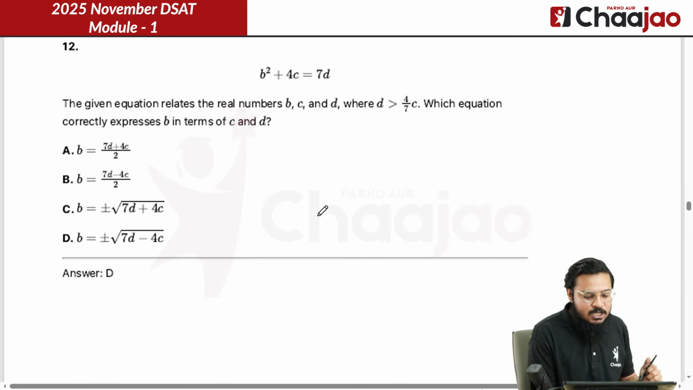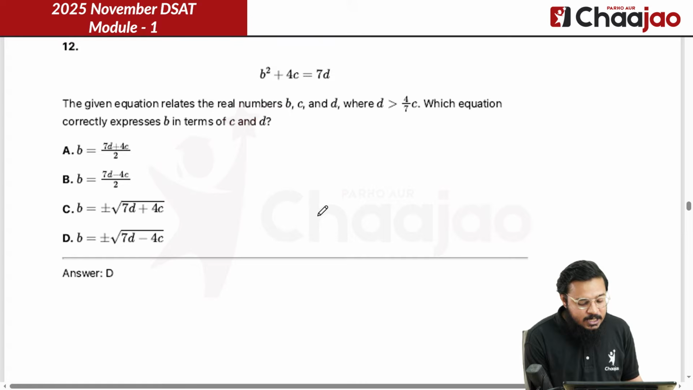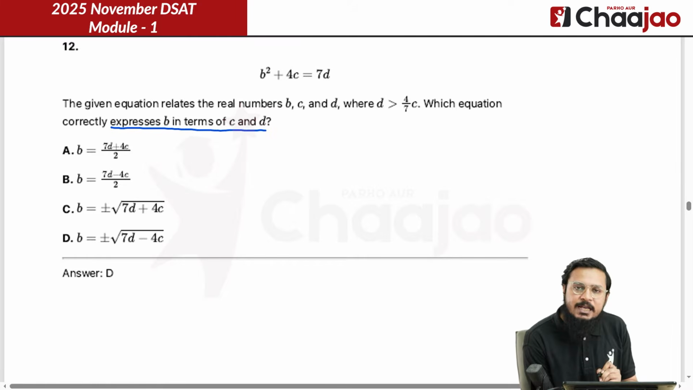b square plus 4c is equal to 7d. The given equation relates the real numbers b, c, and d, where d is greater than 4c over 7. Which correctly expresses b in terms of c and d? So I have to make b the subject of the formula. Very regular question in all your DSAT papers.